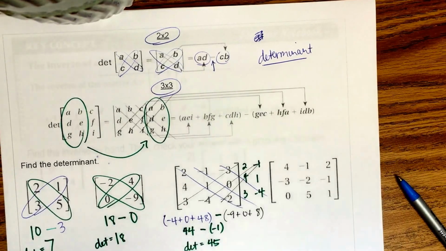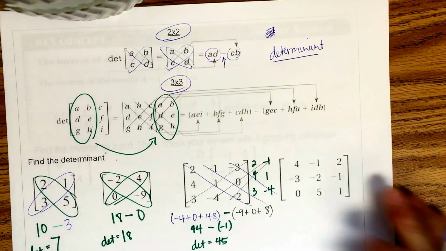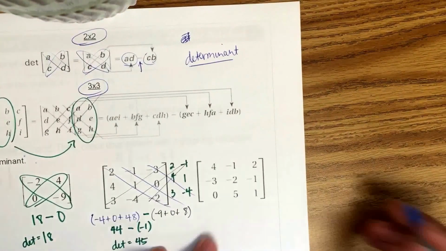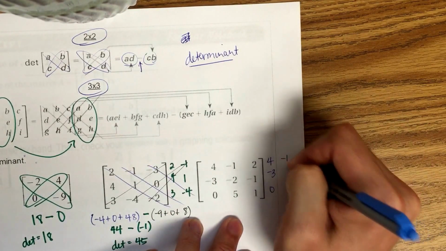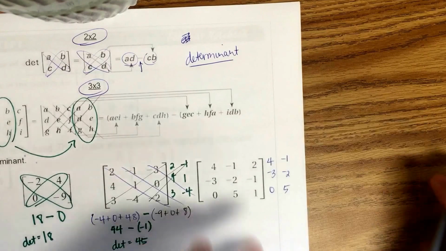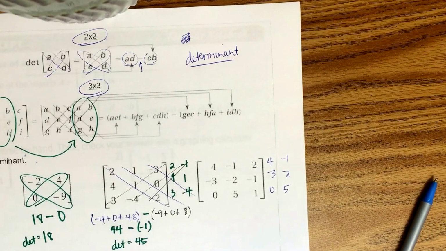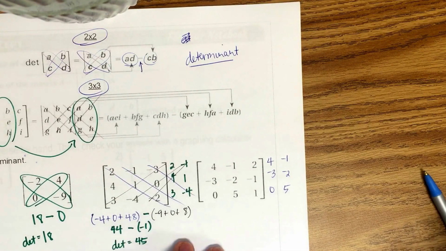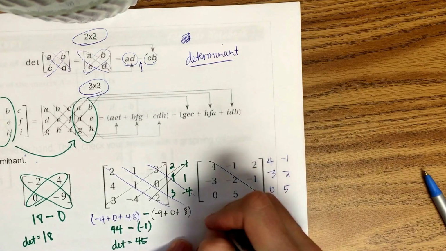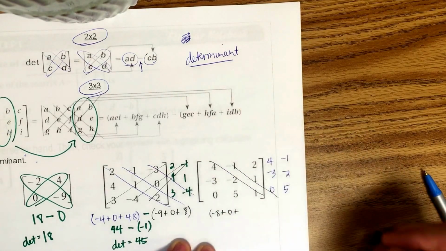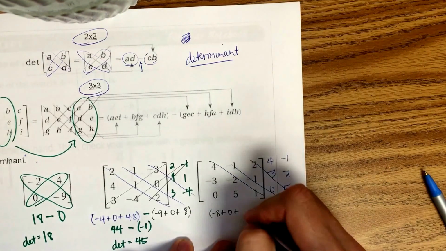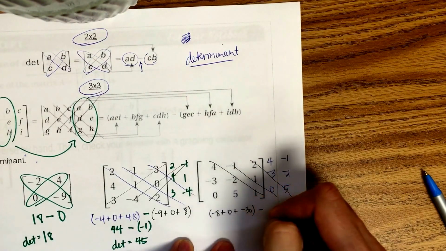One more determinant problem. First thing you're going to do is you're going to recopy the first two columns. So 4, -3, and 0, -1, -2, and 5. You're then going to take and multiply down the diagonals first. First diagonal, you get -8. Second diagonal is 0. Third diagonal gives me -30.